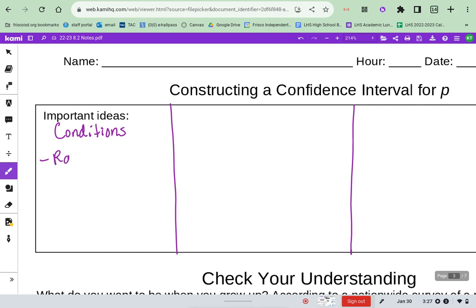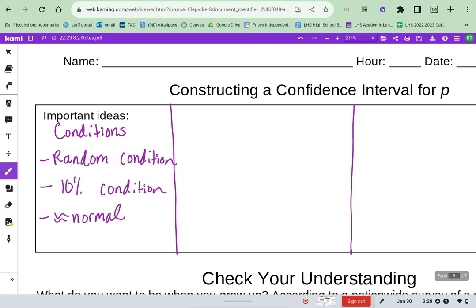We've got our random condition, the 10% condition. For random, you're just checking to make sure, do I have a random sample? Yes, I do, or no, I don't. And last but not least, you need it to be approximately normal, which since we're working with proportions, in this case, it's large counts. Next time we'll work with means, and so we'll go back to central limit theorem and other stuff like that. But in this case, it's large counts.